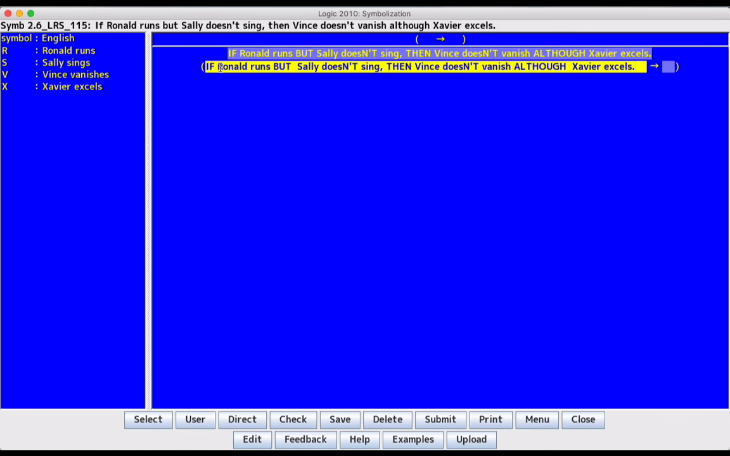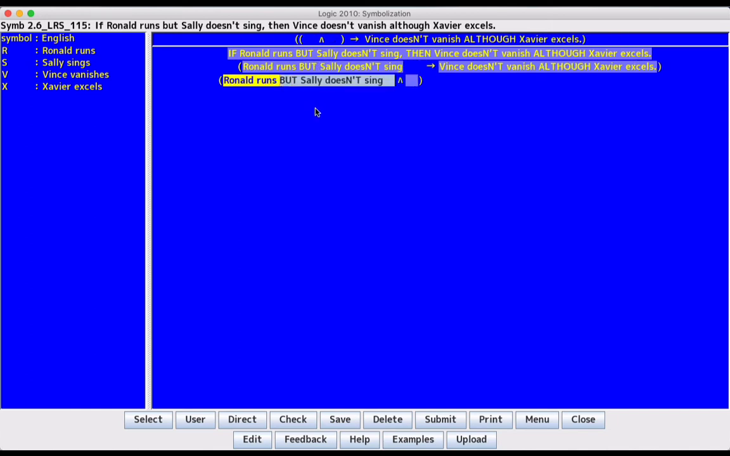So we're going to move this stuff down. We're going to get rid of the if because that's being turned into the arrow. And this is what the if attaches to. And we're going to get rid of that then because that also is turned into the arrow. So now we have Ronald runs, but Sally doesn't sing. So that's a but sentence joining these two. But is and. So we'll put in Ronald runs, and that's atomic R. Here we get rid of that but because it's the and. Sally doesn't sing, so that's the negation of Sally sings, which is S.